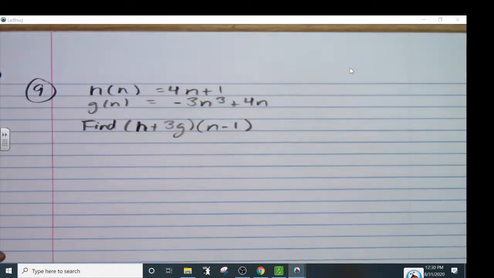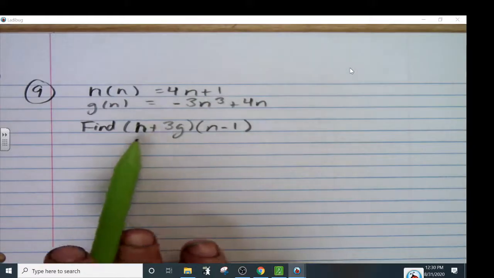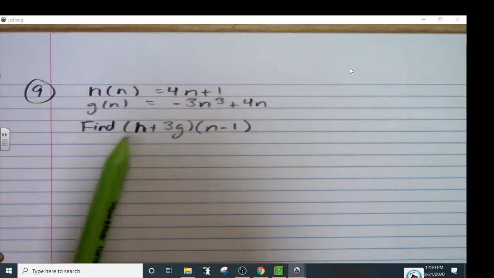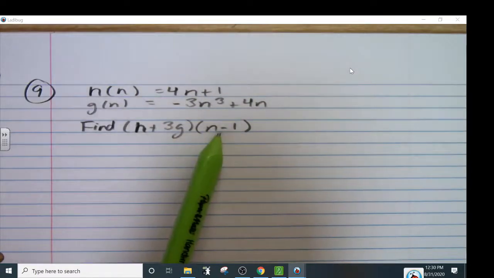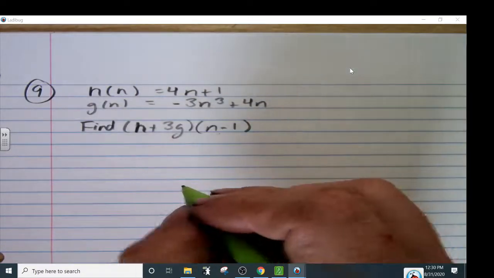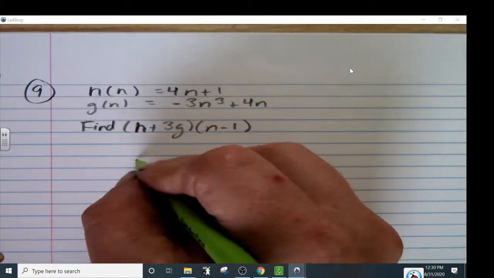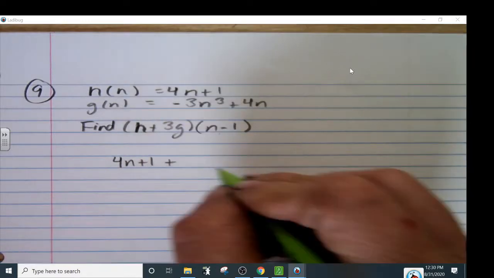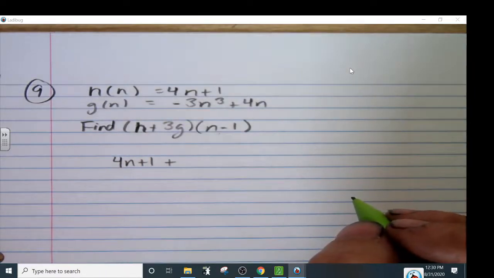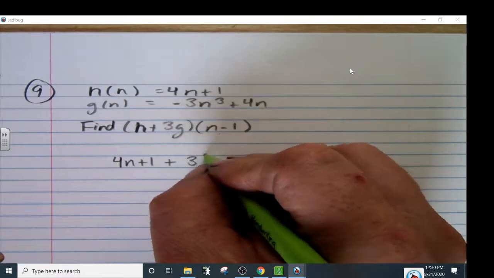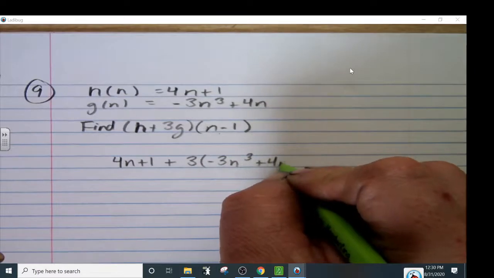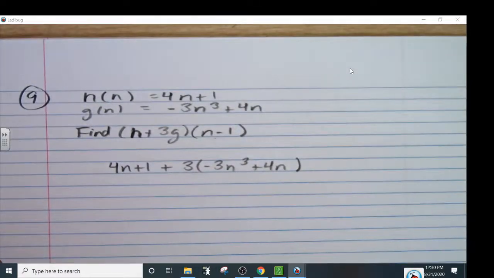Okay. So the first thing you want to do, guys, is you want to do this part of your operation first, and clean it up, and then substitute this in as your input. So now that's going to be, it says it wants to take H, which is 4n plus 1, and then add it to 3 times G, which is 3 times. Okay. So, guys, I did that first part.